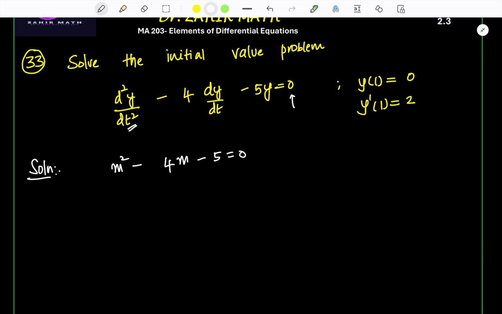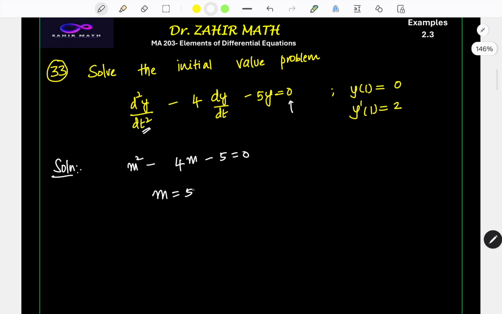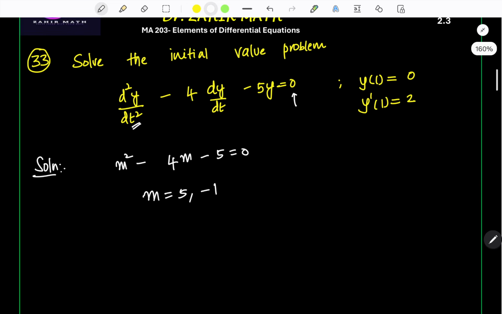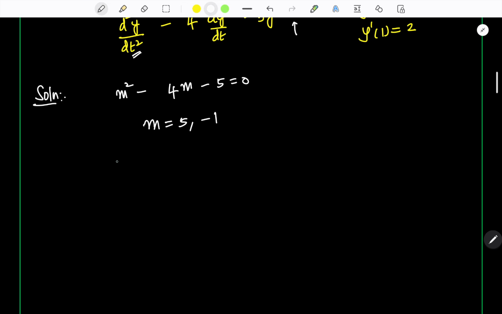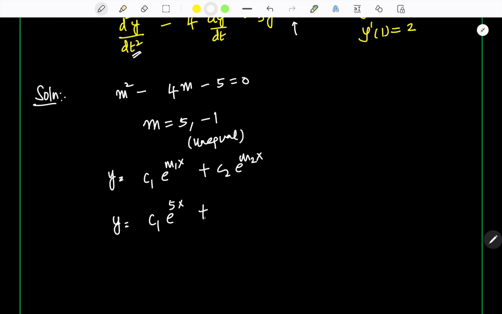So let me go to the equation. m square minus 4m minus 5. You get the answer 5 and minus 1, so m is equal to 5 and minus 1. So what will be your solution? This is the case of unequal roots. When it's unequal, y is equal to c1 e power m1x plus c2 e power m2x. So y is equal to c1 e power 5x plus c2 e power minus x.